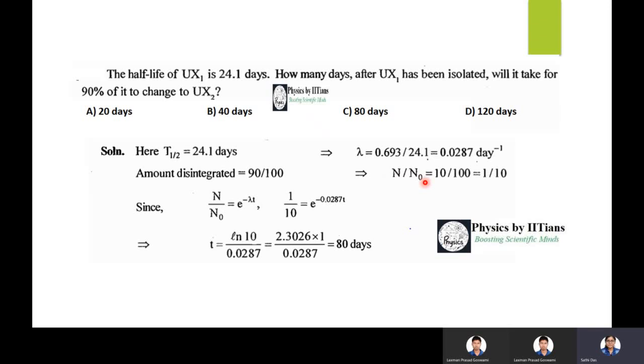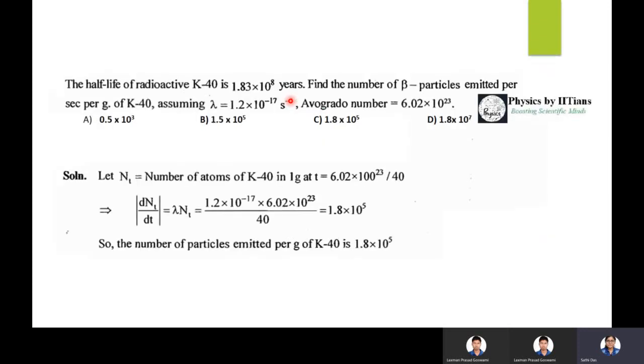Okay, so N by N naught, where N is the daughter nuclei, which is 10, and N naught is the parent nuclei, which is 100. So 10 by 100 is 1 by 10. So 1 by 10 equals e to the power minus 0.0287 t. So what is the value of t? The value of t is ln 10 by 0.0287, or you just calculate, you will get it as 80 days. So this kind of questions you may face.